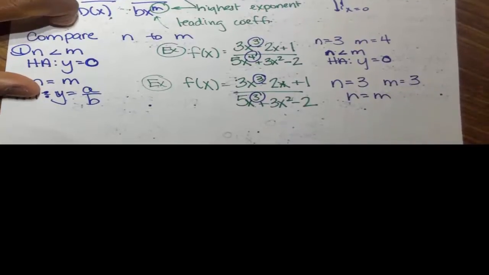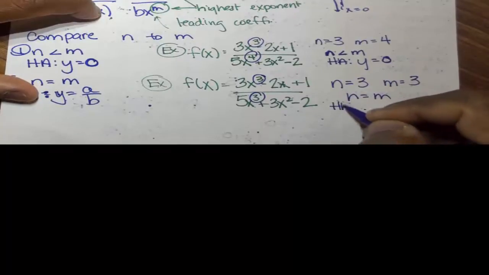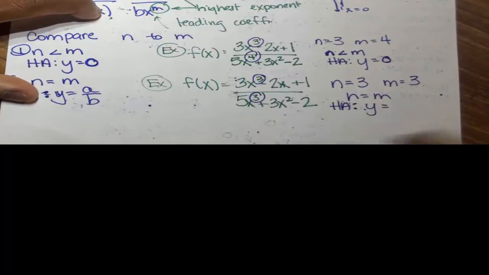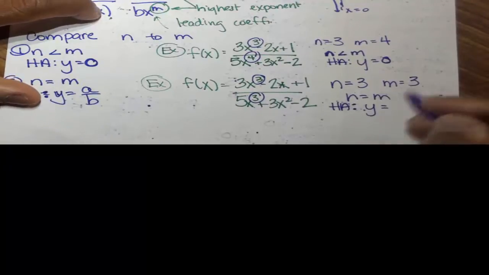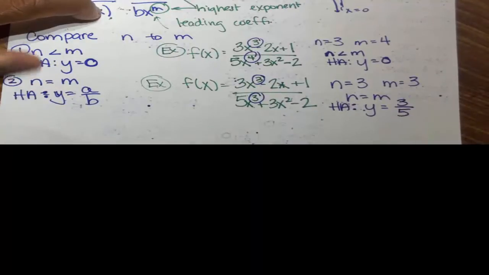Does everybody understand that? Which means the horizontal asymptote is that y is equal to a over b. Well, what's the a term at the top? What's the a term? 3. What's the b term? 5. So y is equal to 3/5.